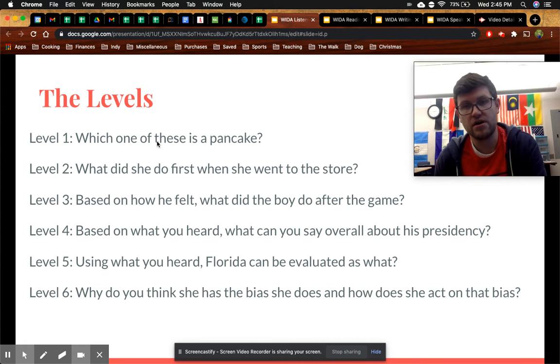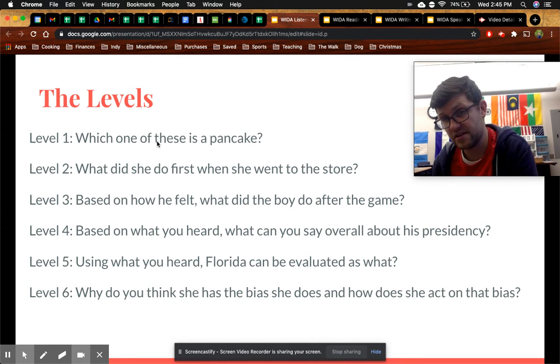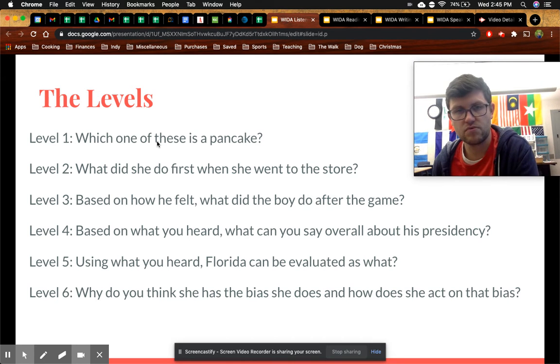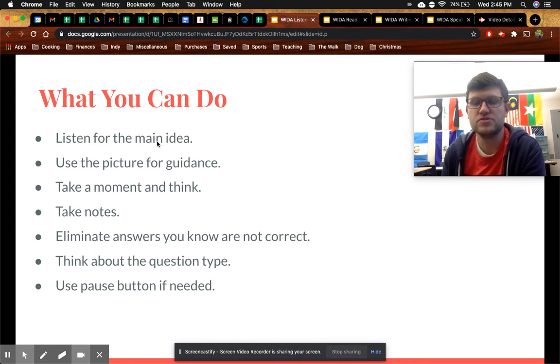Based on what you heard, what can you say overall about his presidency? Abraham Lincoln did this, this, this, and this. What can you say overall about his presidency? And then you would have to pick a multiple choice answer. Using what you heard, Florida can be evaluated as what? A good state, a safe state, a crazy state? I don't know. What did you hear? Level 6, why do you think she has the bias that she does, and how does she act on that bias?